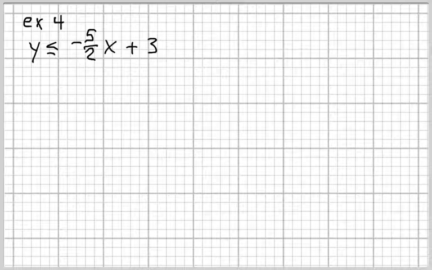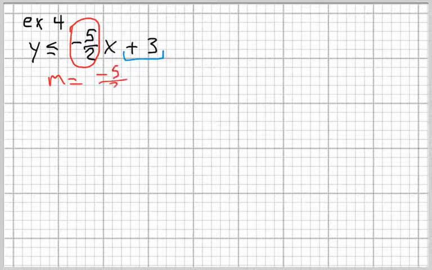Here we have y is less than or equal to negative 5/2 x plus 3. So let's identify our slope. That's the number with our x. And let's identify our y-intercept. It's going to come from this number here. So my slope is negative 5/2, or 5/-2. My y-intercept is the point (0, 3).